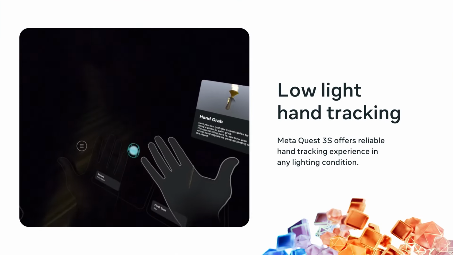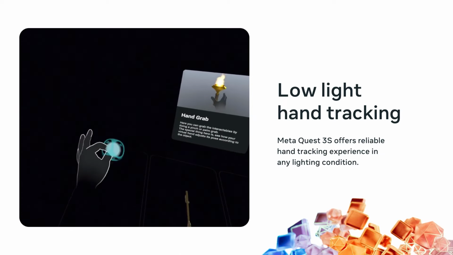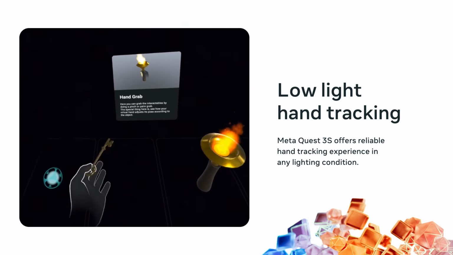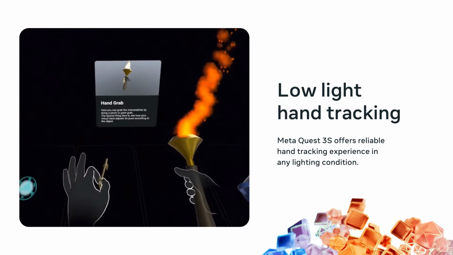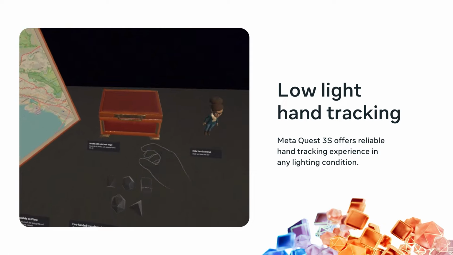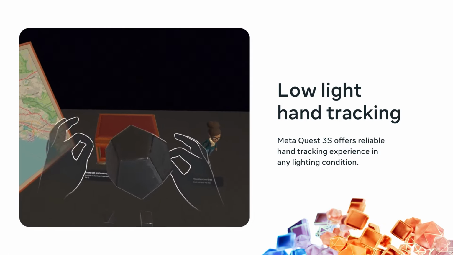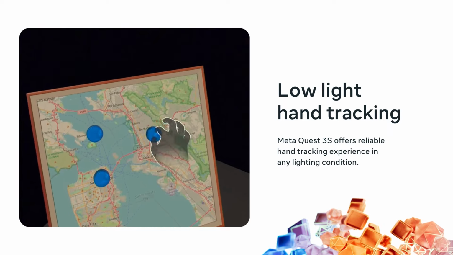And one last hand tracking feature I'm excited to share is low light support. You can now use your hands to control your Quest 3S in any lighting conditions. Whether it's the red-eye flights or lying in bed watching a movie, Quest 3S will reliably track your hands, ensuring a delightful experience. As you can see, here they're using Interaction SDK in mixed reality, and it's a very dark room.